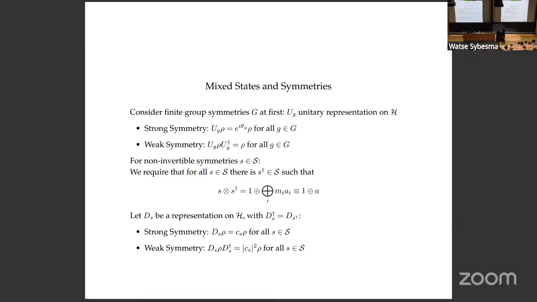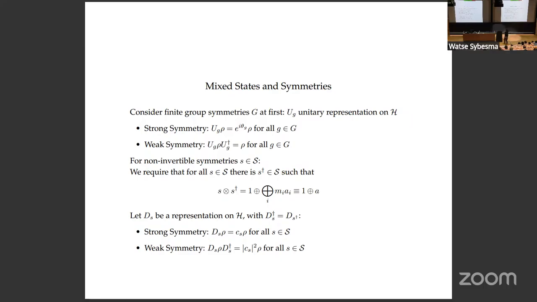So symmetries in mixed states aren't as sharply defined as in the pure state case, where we just act on the state and you want it to be in some representation. There are two notions. One is called a strong symmetry. Here, for a group symmetry, you act with a unitary on the density matrix, and it's just a phase times the density matrix. And then there's a weak symmetry where you need to conjugate. And of course, a strong symmetry is also weak, but a weak symmetry need not be strong.